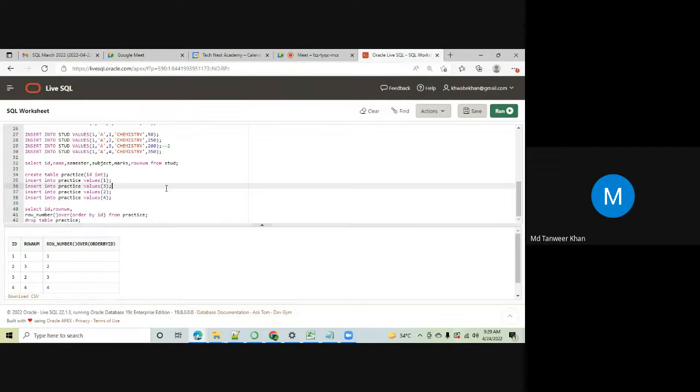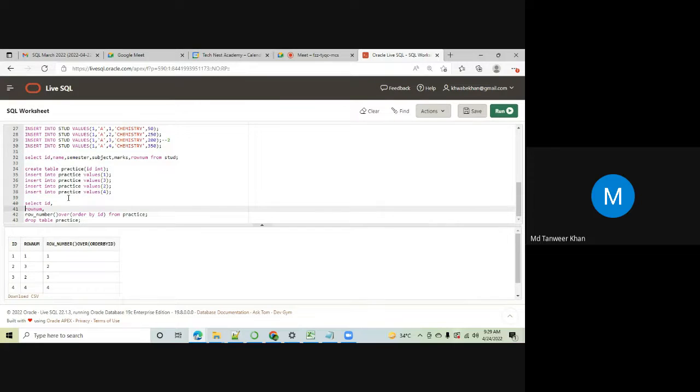Is that clear, guys? Understood this? So that's what rownum is from the database admin perspective: which record was inserted first, which was inserted after that. But as a user, we don't have to bother about this. For us, this is the row number, where you can give a sequence to this as per the requirement.